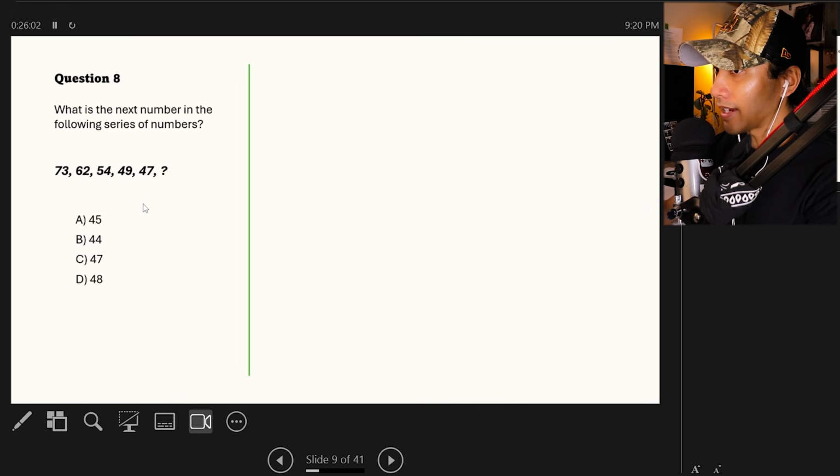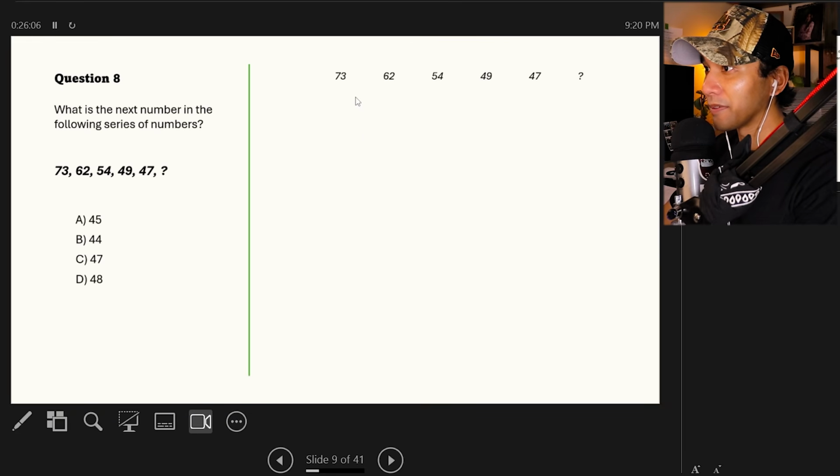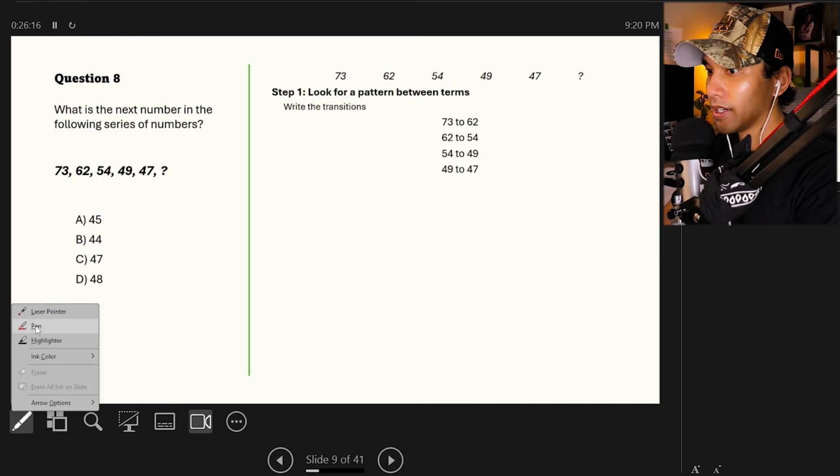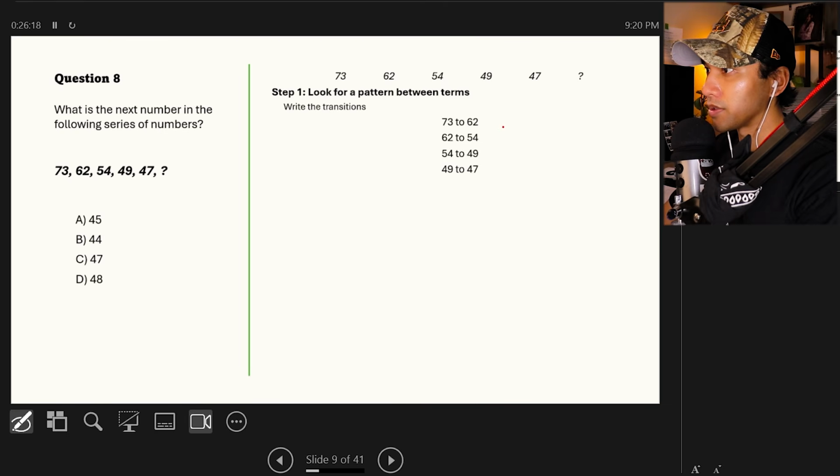So in this case, we have to find the underlying pattern underneath the transitions, right? The transitions: 73 to 62, 62 to 54, 54 to 49, 49 to 47. So before we go further, I want you to identify what's going on here. So this one is minus 11, right?